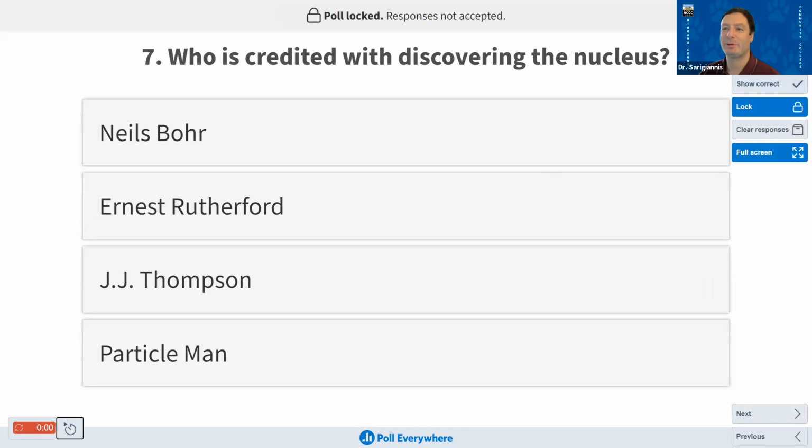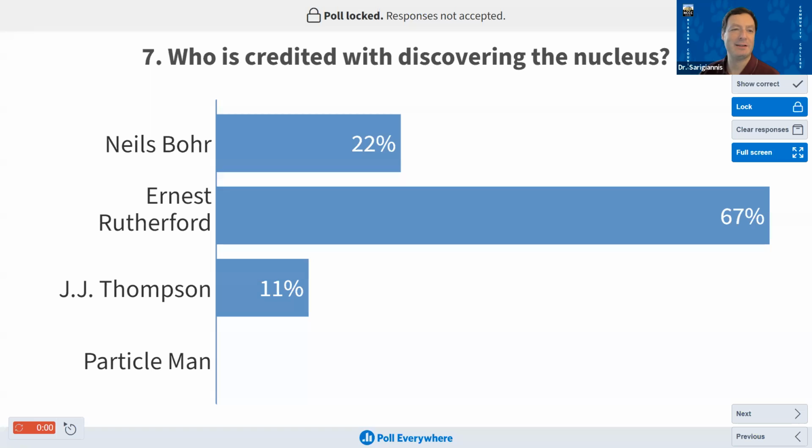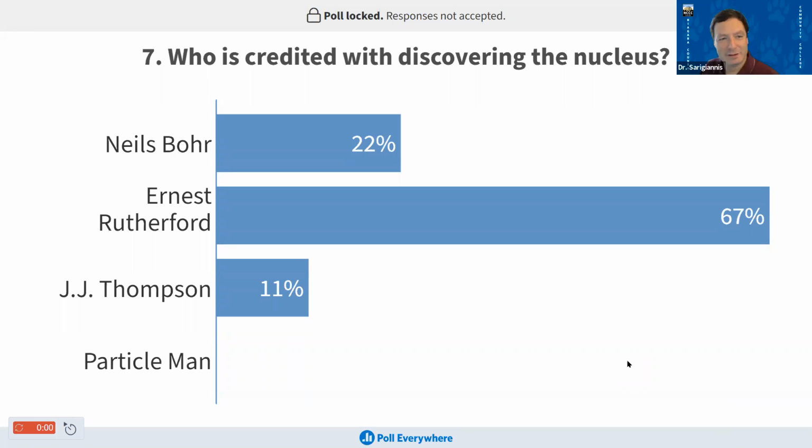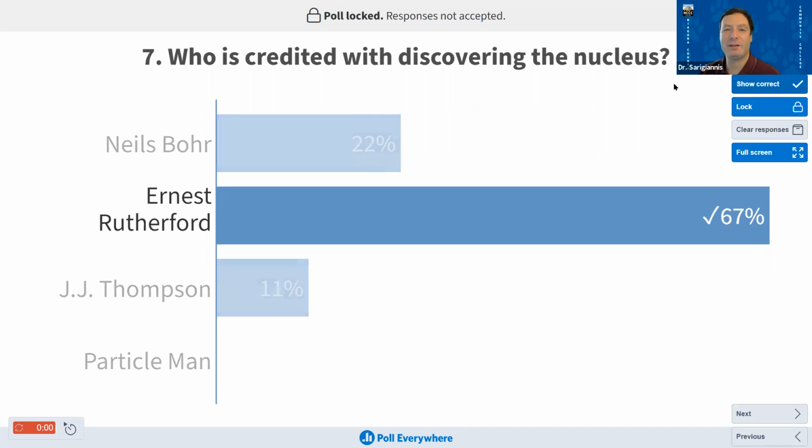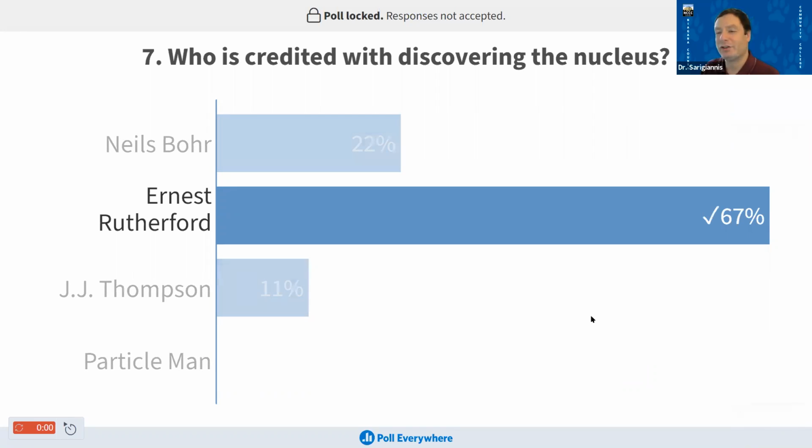All right, time is up. See the responses. All right, so let's see. Ernest Rutherford is the actual one credited with discovering the nucleus, and that comes from his gold foil experiments, where he realized that the atom was mostly empty space. J.J. Thomson was actually his advisor.